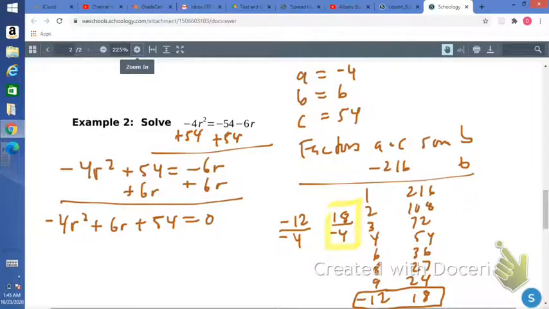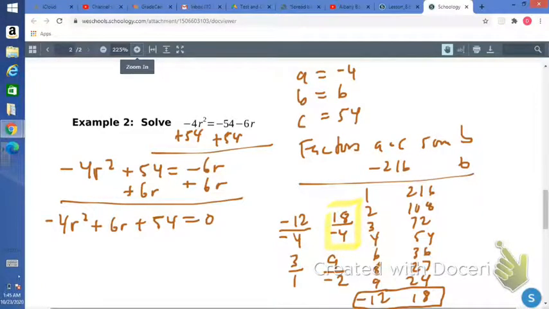Okay, so now we want to reduce to a fraction if we can. So negative 12 divided by negative 4, that is a positive 3 over 1. And then 18 over negative 4, I can divide top and bottom by 2 to get 9 over negative 2. Again, I keep that negative in the denominator there.